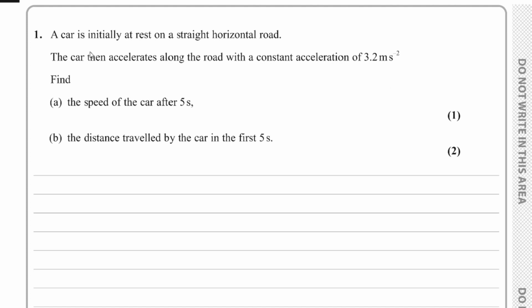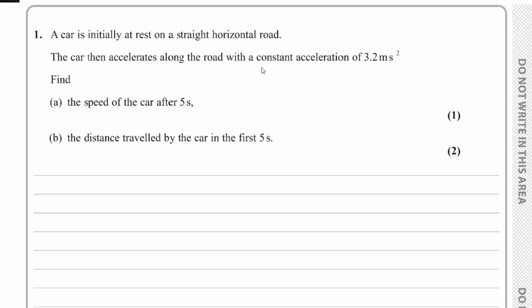Question number 1. A car is initially at rest on a straight horizontal road. The car then accelerates along the road with constant acceleration of 3.2 meters per second squared. Find, for part A, the speed of the car after 5 seconds.